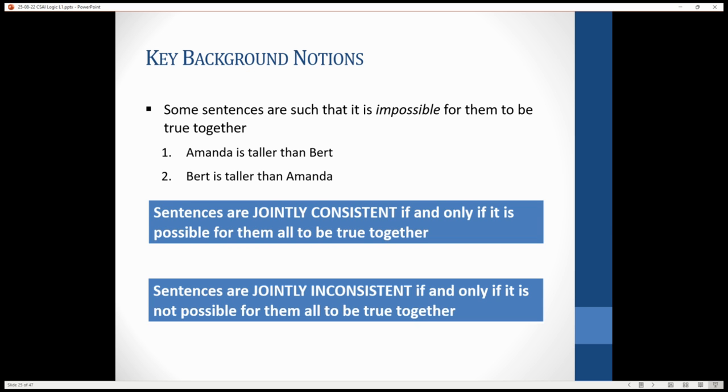Okay, so here are two other notions that are very helpful for us. They're related to validity. And in fact, we've already talked a little bit about them. It seems like some sentences are such that it's impossible for them to be true together. As an example, just take 1 and 2 here. Amanda is taller than Bert. Bert is taller than Amanda. If we don't equivocate, that is, if we don't change what we mean about Amanda, Bert, and is taller than, there's no way for 1 and 2 to both be true.